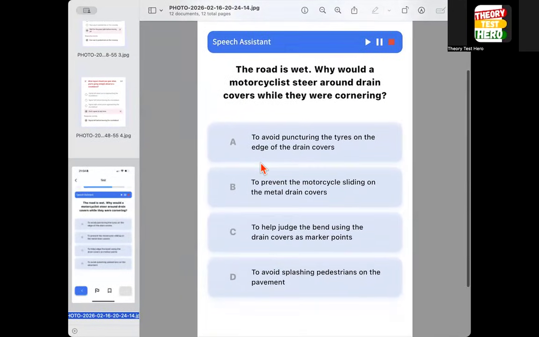The road is wet. Why would a motorcyclist steer around drain covers while they were cornering? B, and B as well. Lots of you are going for B, yeah? Okay, so B is the correct answer: to prevent the motorcycle sliding on the metal drain covers.